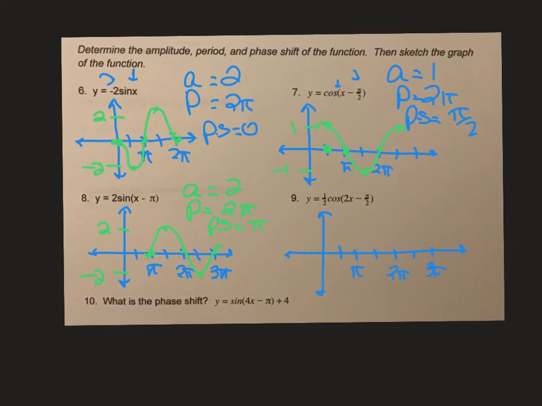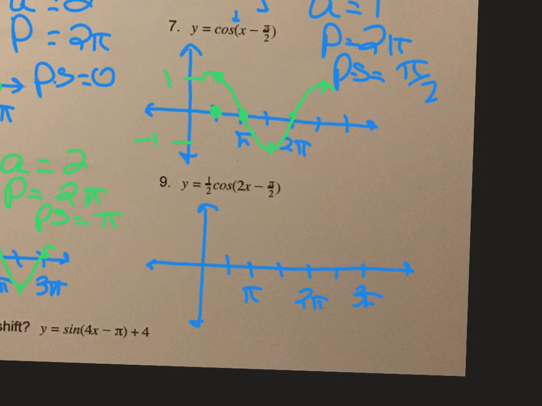Number 9, by far the toughest one on here. I'll go through that one pretty slowly. It's going to be a little crazy. Just hang in there. Amplitude is 1/2, the number in the front. The period is 2 pi divided by b, which in this case is that 2. So 2 pi divided by 2, the period is 1 pi. The phase shift, you do negative c over b. So I'm going to do positive pi over 2 divided by 2, which is actually pi over 4. Okay, so the phase shift is where you start your graph. So I'm actually going to start my graph at pi over 4, which is like right there.